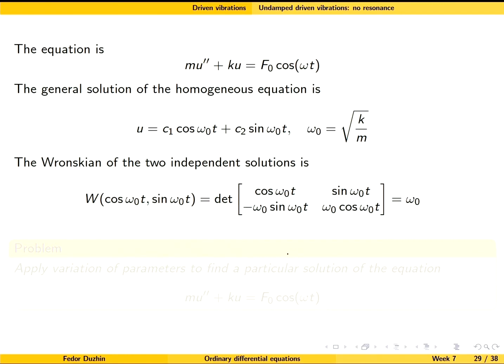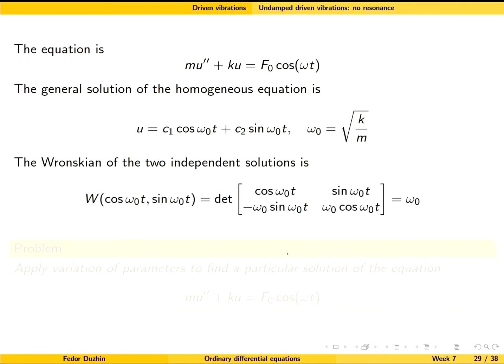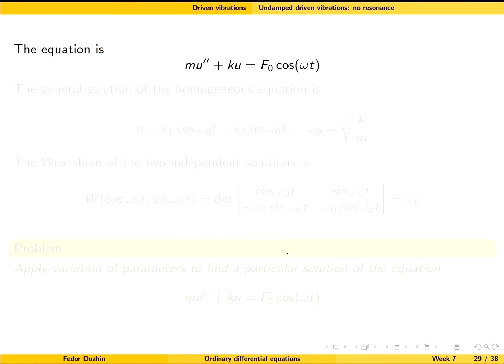Then you can compute the Wronskian of these two solutions. Now a little challenge for you is to solve the non-homogeneous equation using variation of parameters. I'm not going to do it, I'm going to just guess. So how do I guess? Let me just explain. So we are going to try.